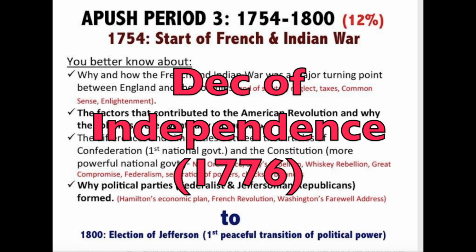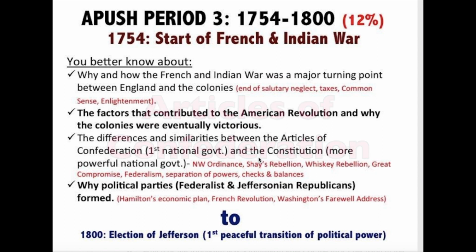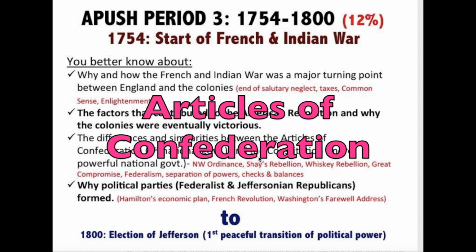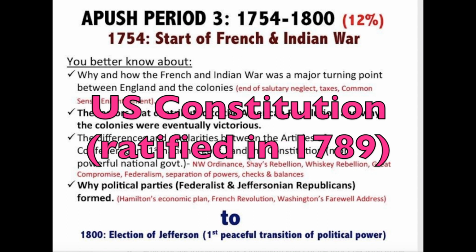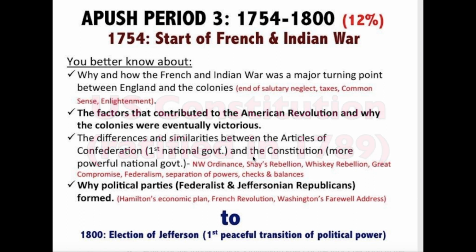During the Revolutionary War, the Declaration of Independence was written. Also during the Revolutionary War, the Articles of Confederation, the first national government, was established. Now, there were a lot of weaknesses to the Articles of Confederation, but the Revolutionary War was won under the Articles of Confederation. And then you had the Constitution, written at the Constitutional Convention, which called for a more powerful central government.